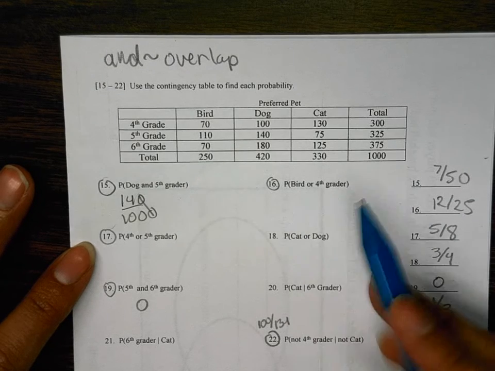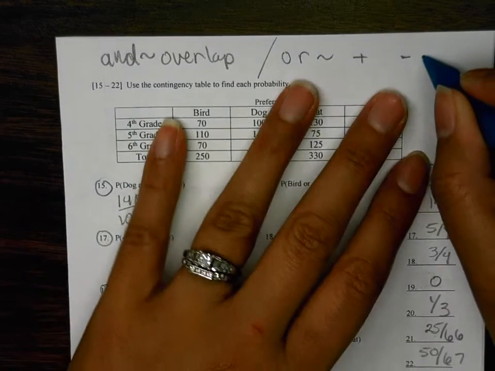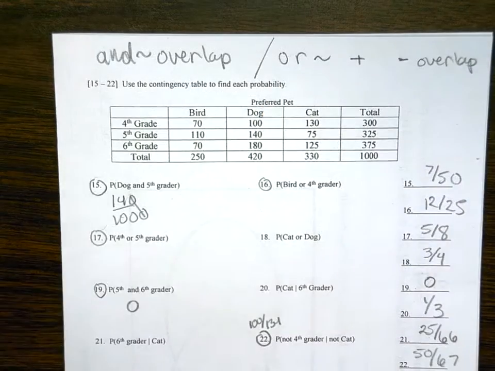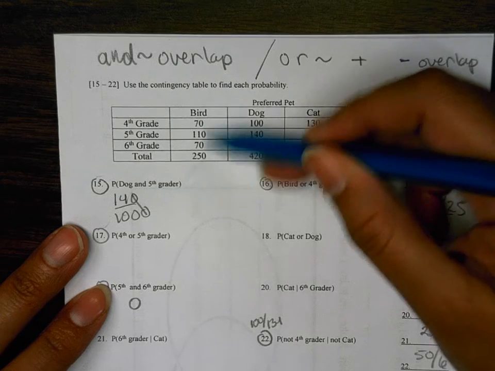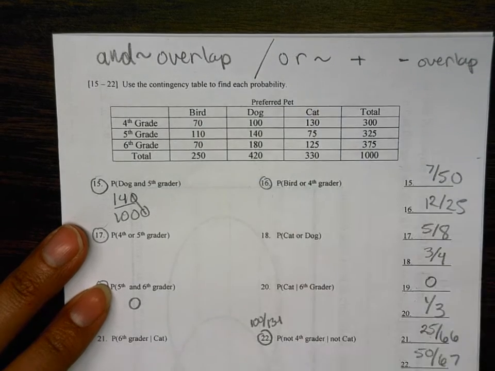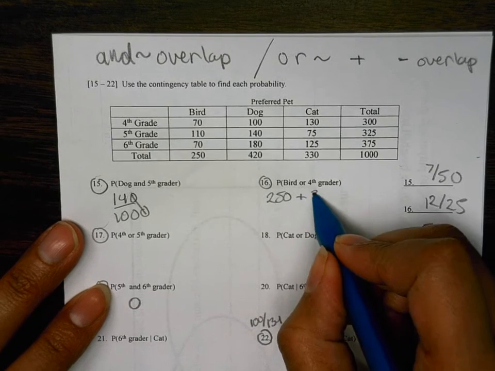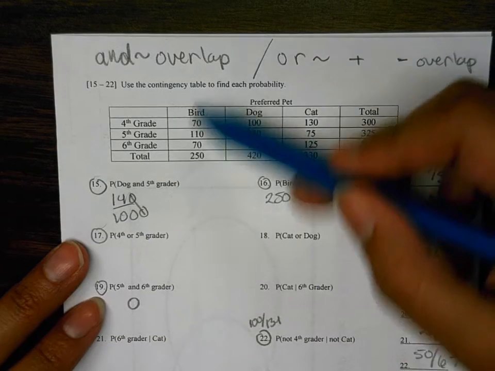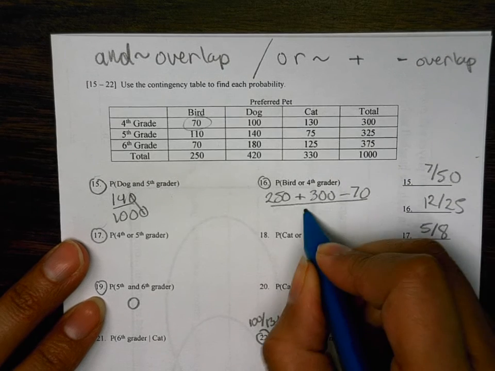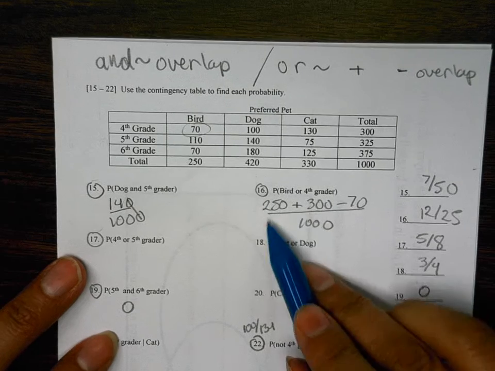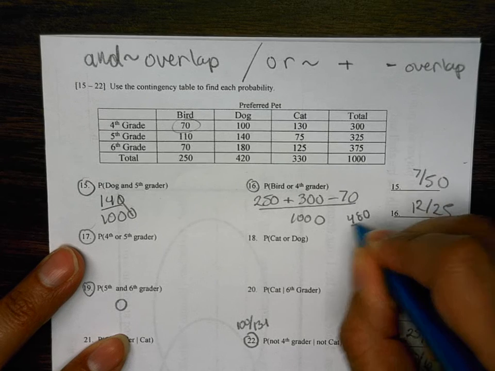Okay. Now, this one says "or." What does "or" mean? You add and then subtract the overlap if it exists. Is there always overlap? No. Okay, let's try it. Birds. How many bird people do we have? What's the total for birds? 250. Plus, how many 4th graders do we have? 300. Is there overlap between bird and 4th graders? 70 over 1,000. When you do 250 plus 300 minus 70, that is 480?